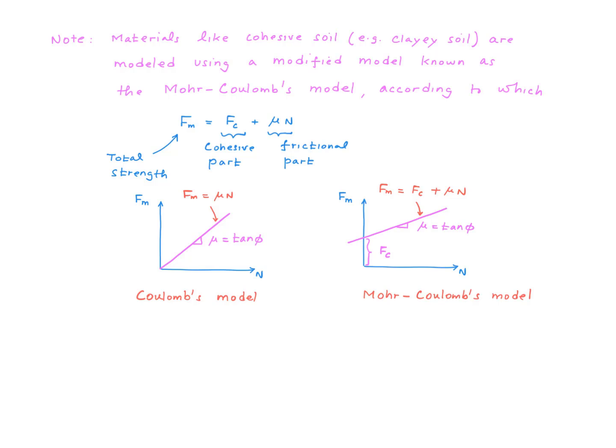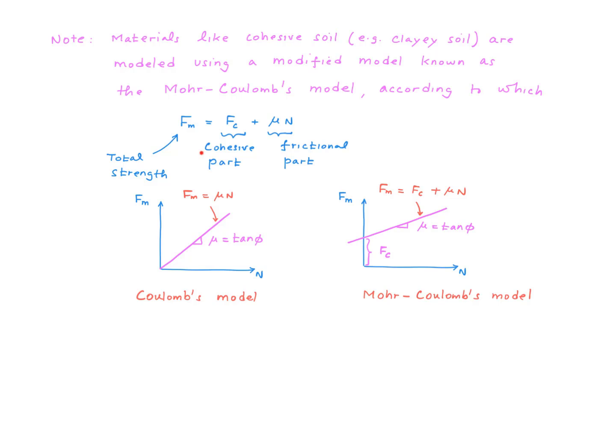So it turns out that Coulomb's model is not necessarily obeyed by all materials. For example, if you take cohesive soil, like a clay soil, this is the model that seems to capture its behavior. Here is a graphical representation of this equation. The relationship between Fm and N is still approximated as a straight line, but the straight line this time has an intercept, Fc. Coulomb's model does not have that intercept. In other words, the straight line passes through 0.